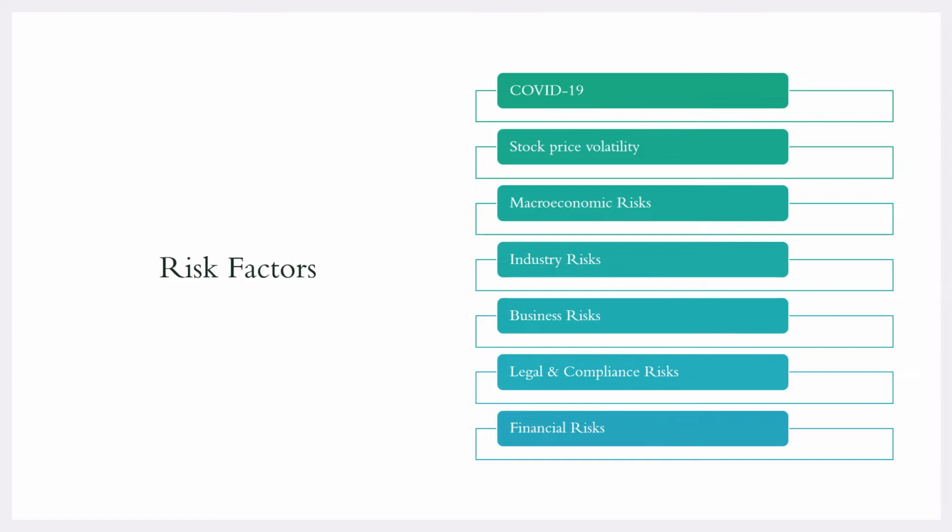Another risk is stock price volatility. If Apple fails in any way to meet expectations related to future growth, profitability, dividends, share repurchases, or other market expectations, the price of the company's stock may decline significantly. The other risks that I'm going to go over in the next few slides are macroeconomic and industry risks, business risks, legal and compliance risks, and financial risks.